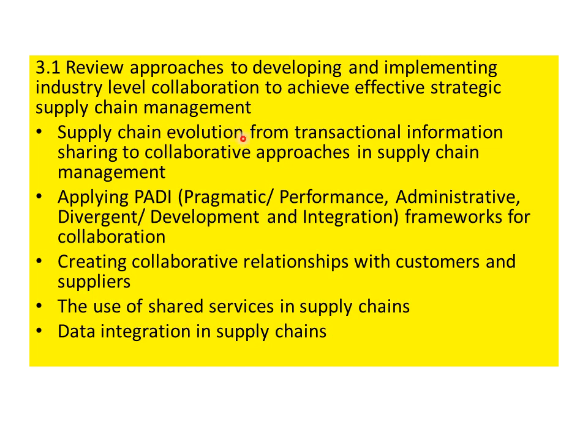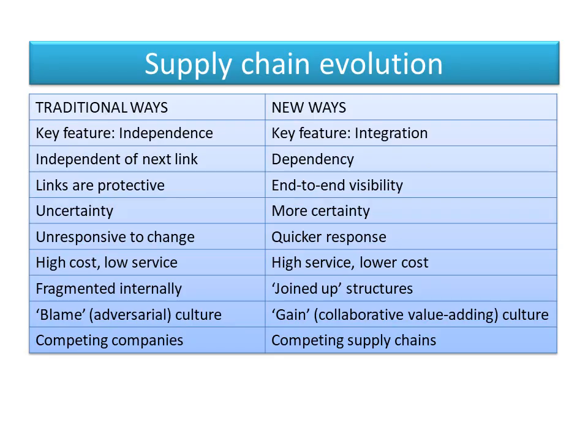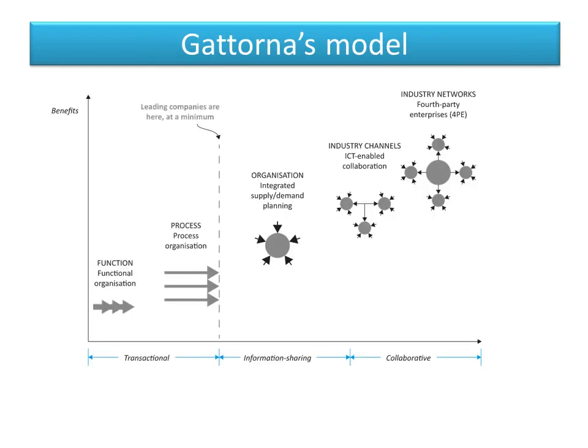Can you see that bullet point there? Supply chain evolution from transactional to collaborative. That's been a question once, Question 3 before. So how old? Well, it's gone from the old ways to the new ways. In the study guide it shows the Gattorna model, how it's transformed from functional to industry networks.